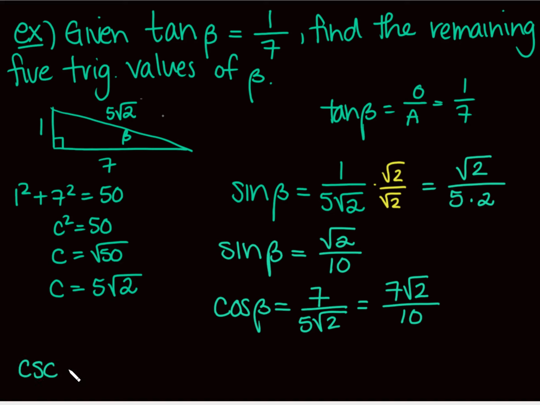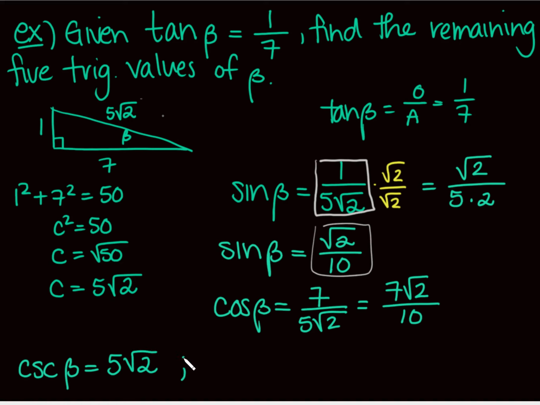So cosecant of beta now. When I'm doing cosecant of beta, be mindful if we're worried about rationalizing. I'm not going to flip this one. Do you see that? Because what that's going to do is put my square root in the bottom. I'm going to come up to my original one for sine. I have 1 over 5 root 2 for sine. So if I flip that, I get 5 root 2 over 1, also known as 5 root 2.